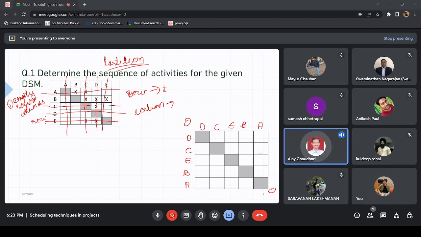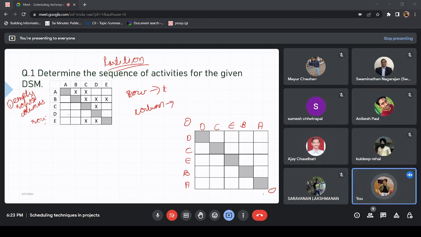Sir, may I ask you one question? When we are saying that there is an empty column or empty row, when there is no cross mark, isn't it? But when we are discussing now, E is empty row wise and column wise, but there are two cross marks at the down and in upper side of this diagonal. So how will it be empty column or empty row?